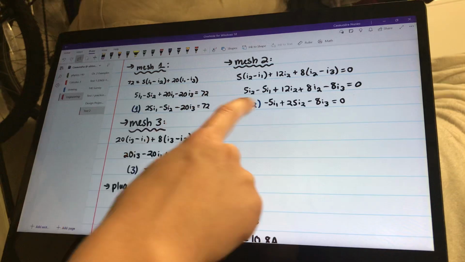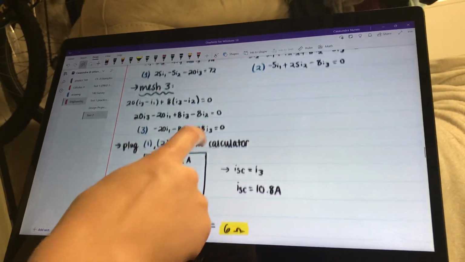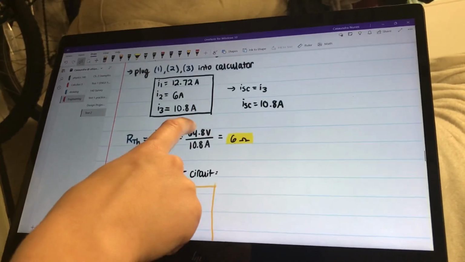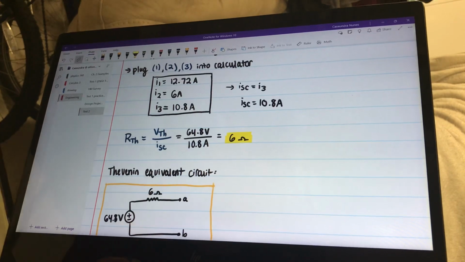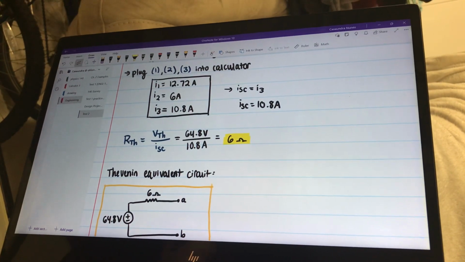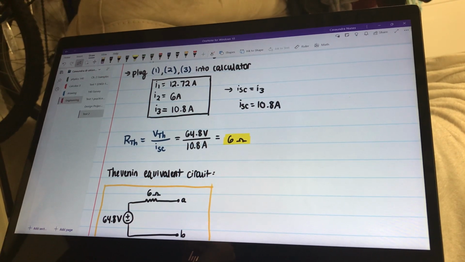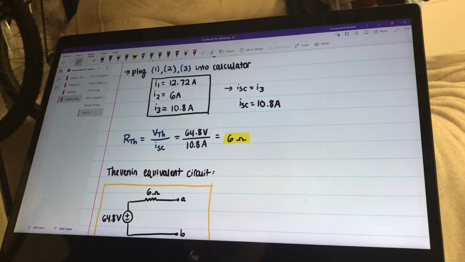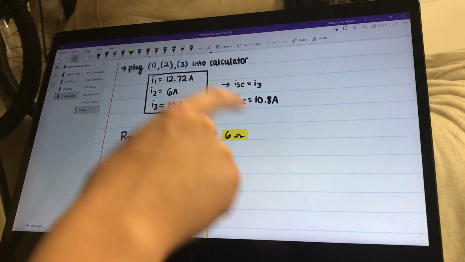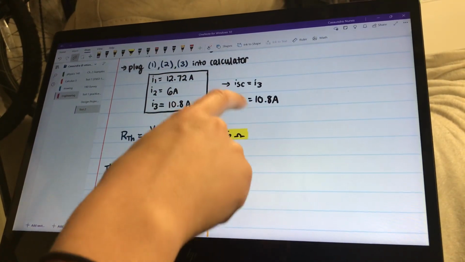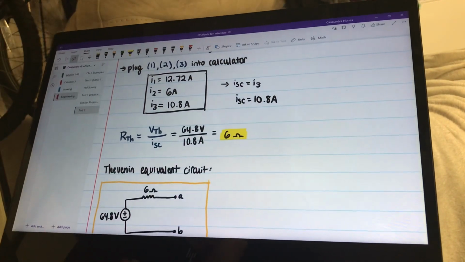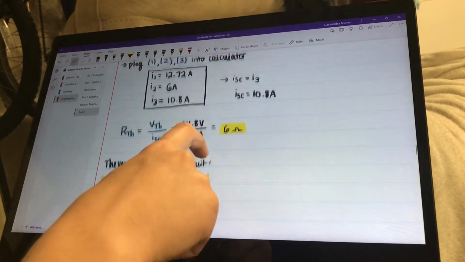So here I created my three mesh equations, and I plugged all three of these equations into my calculator, and I got that I1 is equal to 12.72 amps, I2 is equal to 6 amps, and I3 is equal to 10.8 amps. From here we can see that ISC is equal to I3, so I just wrote that down as that's equal to 10.8 amps.